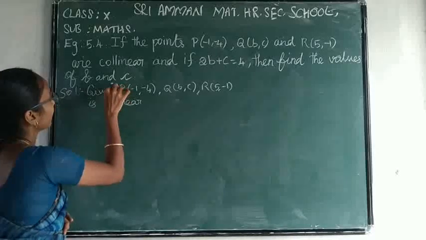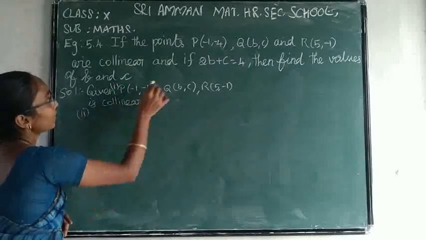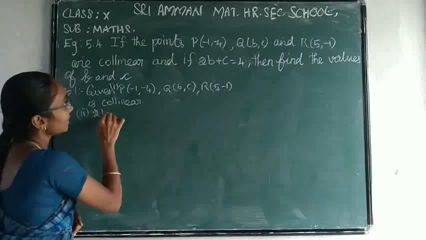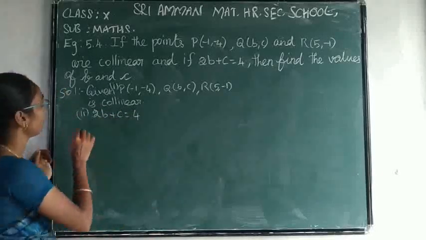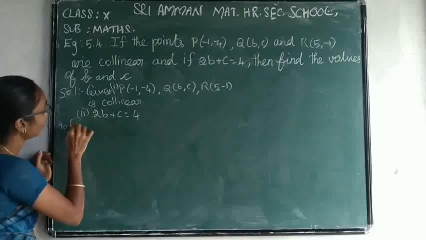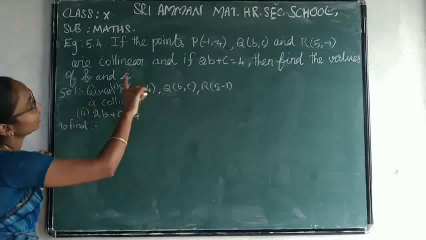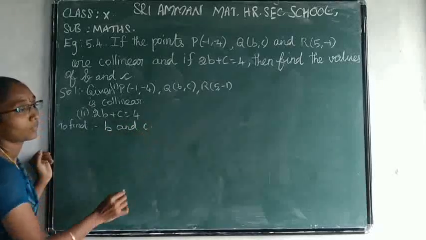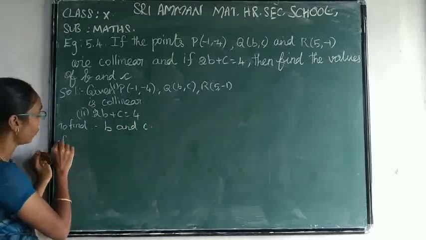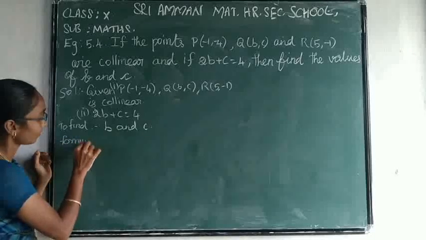And the first one. Second one, what is given? 2b plus c equal to 4. To find, what do you find? b and c. Okay, so formula. What is the formula?